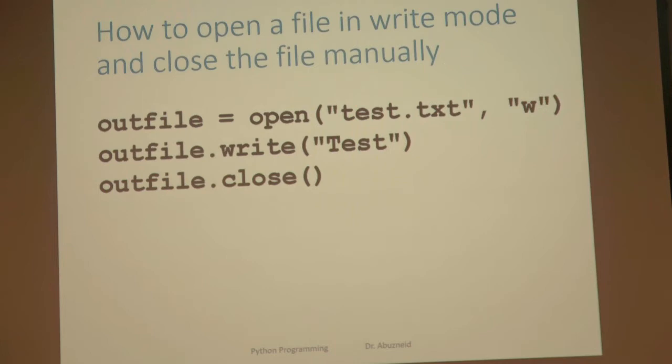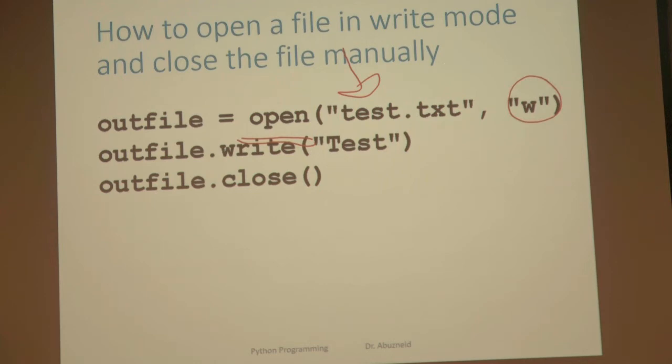So how can we open a file in write mode and close it manually? You have to use two methods. The first method is open. You say open, and then you specify the file, which is stored on your hard disk drive or somewhere else. It could even be a web link. For example, in this case it's test.txt, and the mode is write. So I'm opening it to write to it.